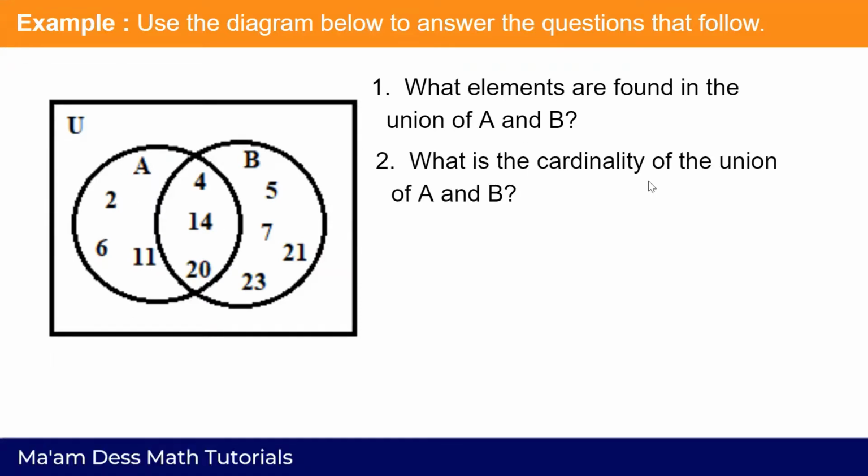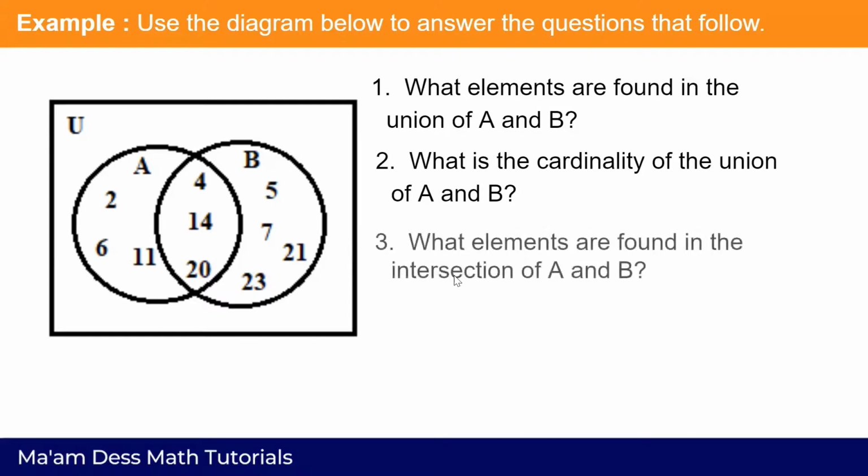Next, what is the cardinality of the union of A and B? Cardinality of the union of A and B. Okay, so bibilangin lang po natin yung elements ni A and then B. Next, what elements are found in the intersection of A and B?